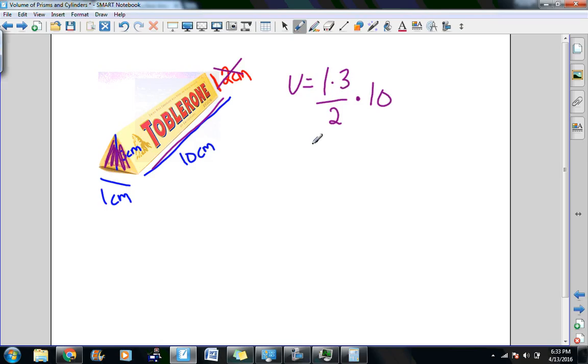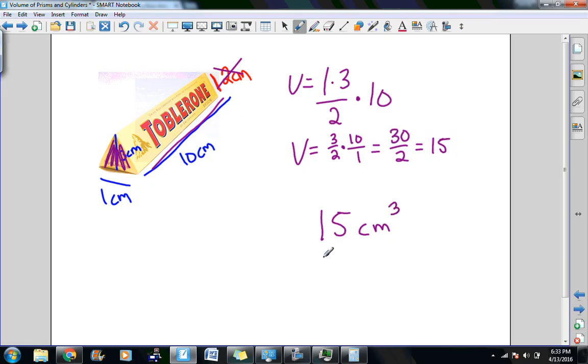Well, 1 times 3 is 3. So that gives us 3 halves times, and I'm going to write this as 10 over 1, which is the same as 30 over 2, which is 15. Therefore, the volume of this Toblerone, which is the best type of candy in the world, is 15 cubic centimeters.